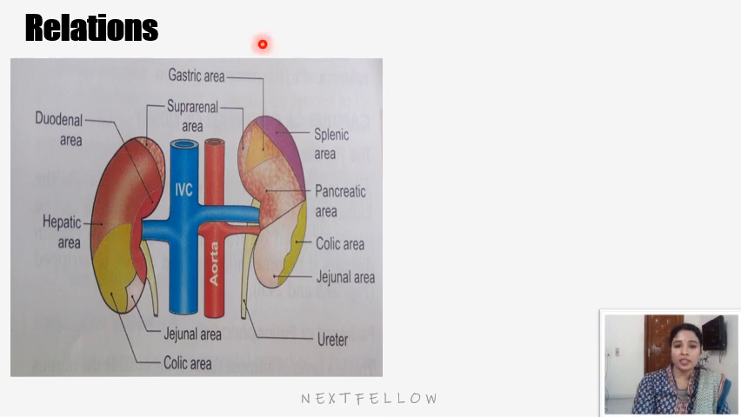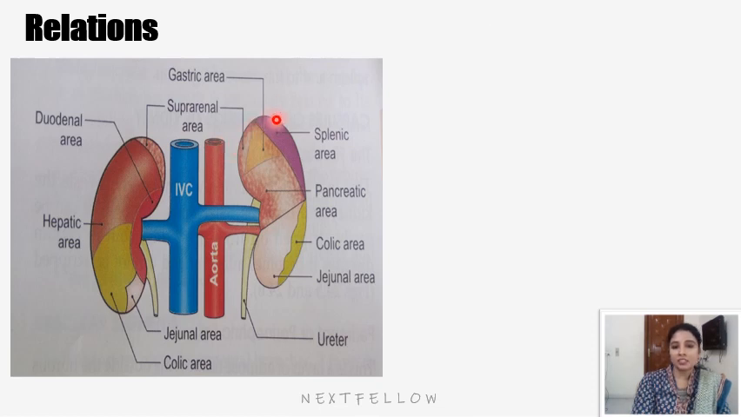On the right side, it is related to the right suprarenal gland. So this is the right suprarenal gland. A large part of it is related to the liver, which is called the hepatic area, the visceral surface of the liver. Then it is related to the hepatic flexure of colon, the colic area. And it is also related to coils of small intestine, which is the jejunal area. And along the hilum, we can see the duodenal area. Around the hilum, the second part of the duodenum is related along the hilum of the anterior surface of the right kidney. So these are the relations of the right kidney.